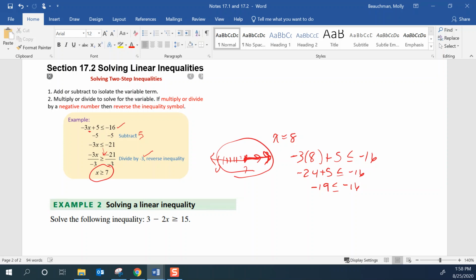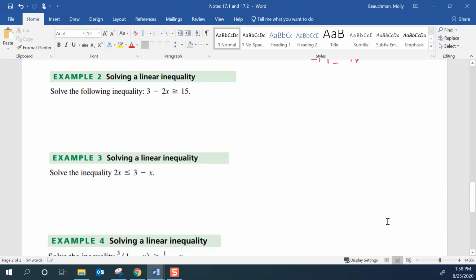So as we solve, we've got 4 examples to look at. We're finding solutions to the inequalities. So first one, solve the following: 3 minus 2x is greater than or equal to 15. Again, same steps as you did in solving equations. We're going to subtract 3 from each side. We end up with negative 2x is greater than or equal to 12.